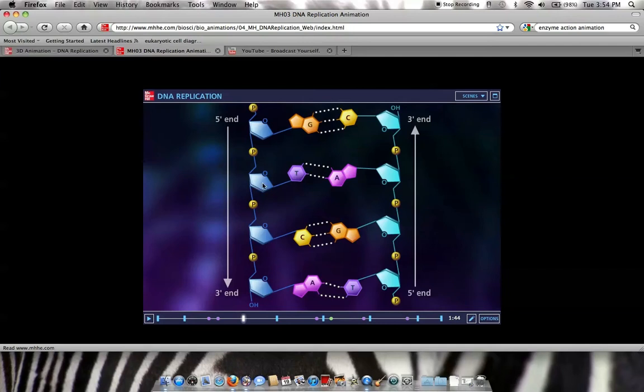We also learned that the molecule itself, each side has a 5' and a 3' end, and basically it's anti-parallel. Each side goes opposite. So we're going to continue with this mini lecture by continuing the animation. It's going to complete the DNA replication part, and I'll begin that right now.